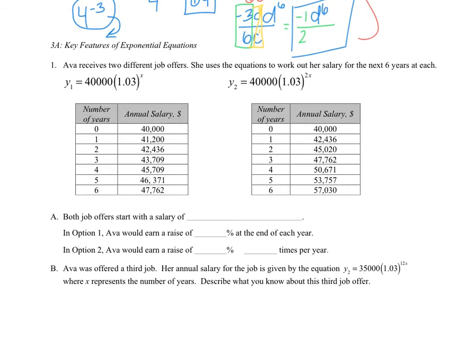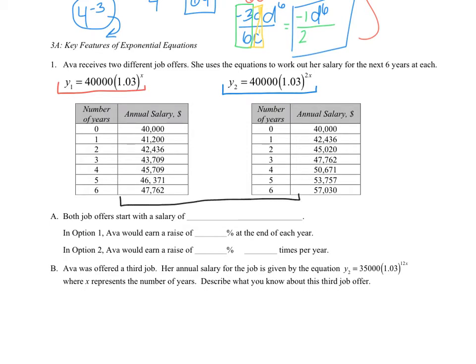Next part, Ava. So now we're diving into key features, which is tying into yesterday and Friday. So Ava receives 2 different job offers. She uses the equations to work out her salary for the next 6 years at each. So here's one equation. Here's the other. And I want you just for a moment to think about what patterns you notice happening. What comparisons do you see between these 2 tables and these 2 equations? Because that's what we're really going to explore today.